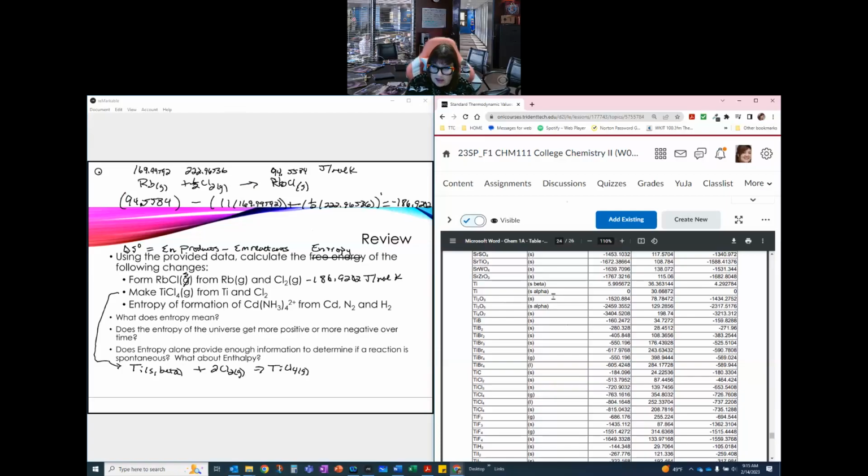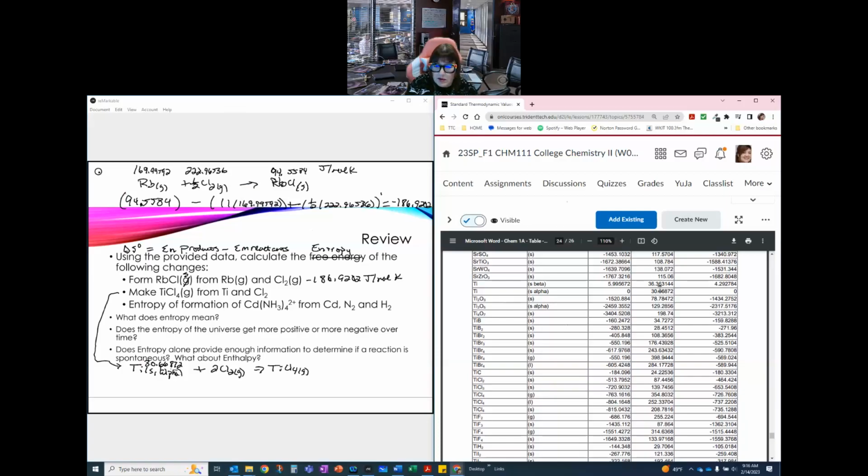Now, my Ti solid in the beta sense has a delta S of 30.66872. And I chose the beta because why not? No, and actually, no, that's alpha. Sorry, and that is the one I meant to choose. And why did I choose that one? Because it says that the alpha has a 0 in the enthalpy formation, so that's its native format. So if I choose this value, that is from its native format. Now, I have no reason to do it that way. That's just why I chose the one I chose.